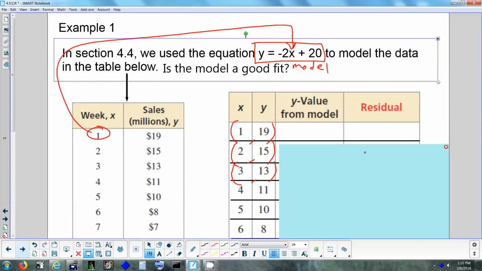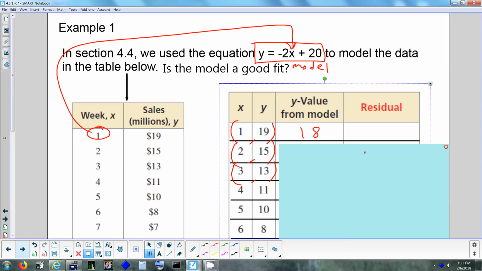Think of our arithmetic warm-ups we've been doing. 17, think of it as 20 minus 2. 18. That's the Y value from the model. Now, the Y value should be 19. We got 18. In a minute, we'll write how far off it is. I'm sure you already know, but we'll write it down.